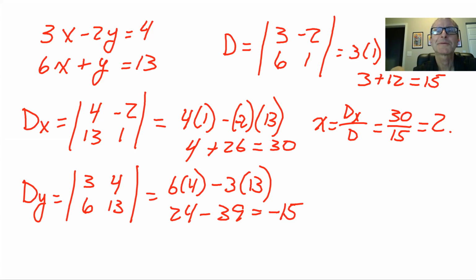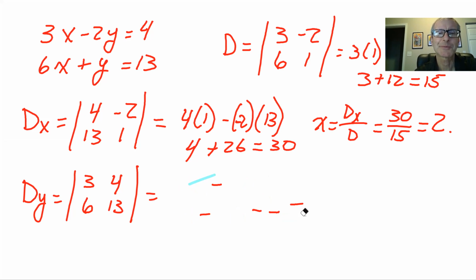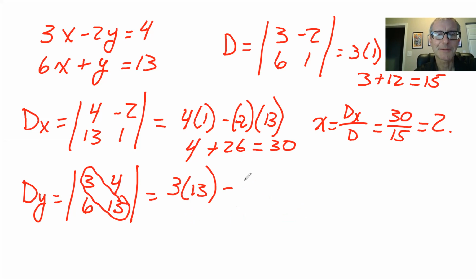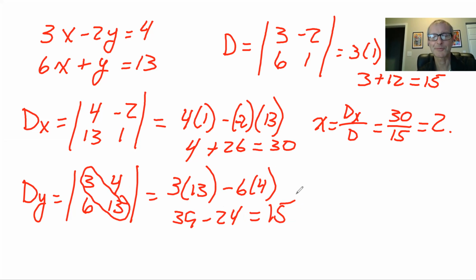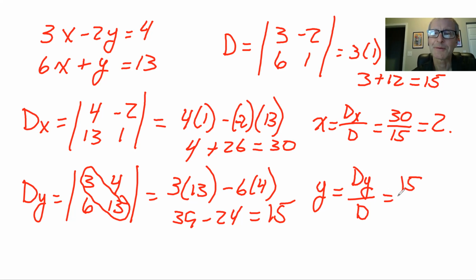I put it on pause because guess what? I did this backwards. And it doesn't match my notes. All right, let's start this one over. So let's rewind this one. So I had 3 and 13 goes first, right? Because here's our main diagonal. And then you subtract the off diagonal. And so that would be 39 minus 24. So instead of minus 15, the actual answer is plus 15. So the y is dy over d. And so that would be 15 over 15. And that would be the number 1.